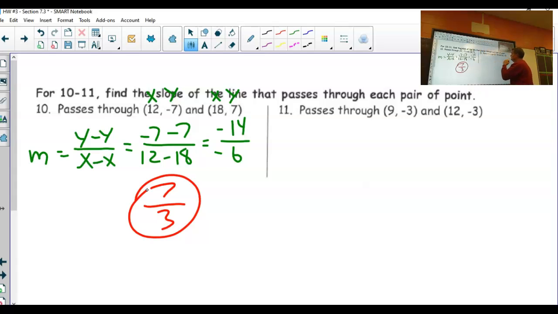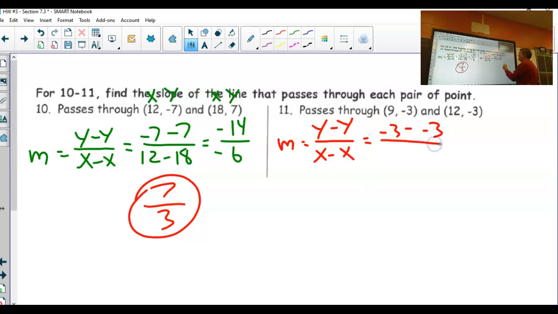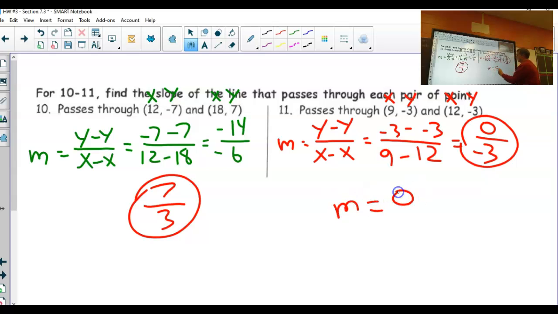In number 11, again, I'm going to do y minus y over x minus x. So in this case, that would be -3 minus -3. That'd be the y values, right? And the x values would be 9 minus 12. And let's see, -3 minus -3 is 0. 9 minus 12 is -3. And when you simplify that, you get 0. So that one has a slope of 0. That's a horizontal line.